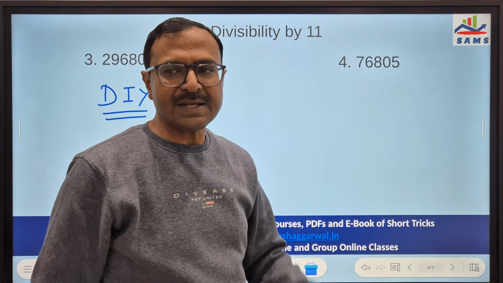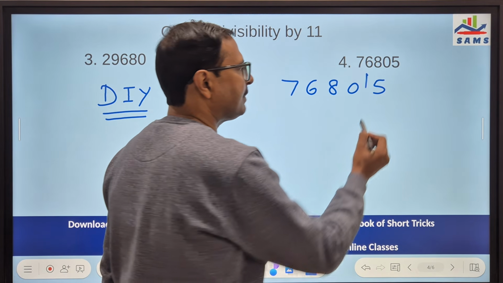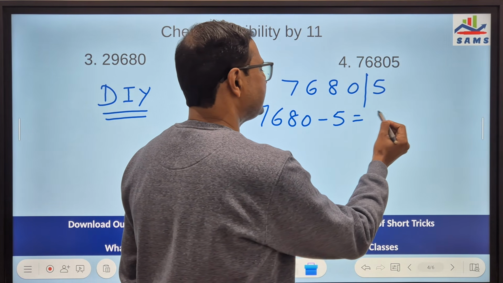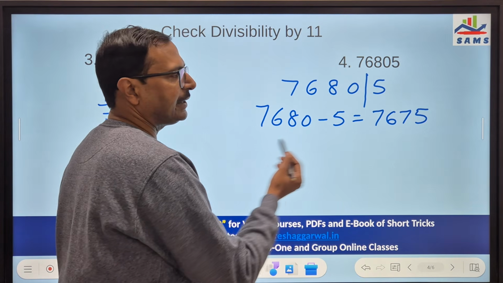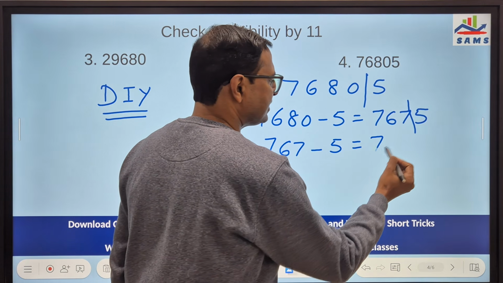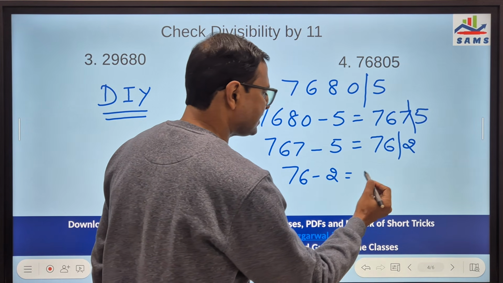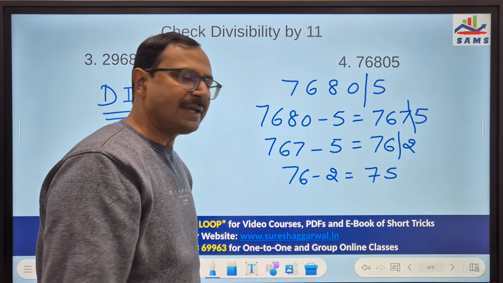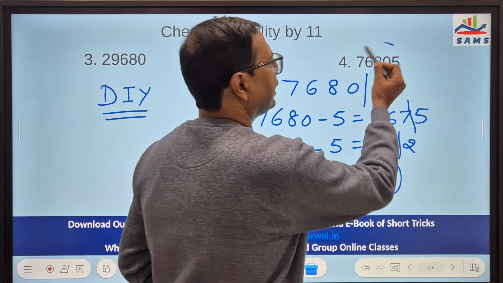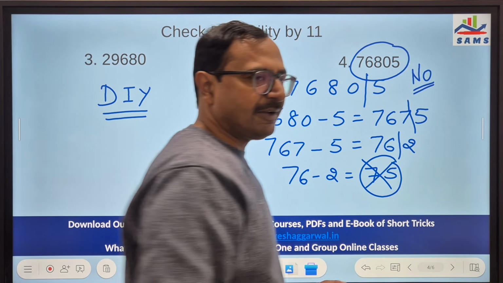I'll do this. 76805. Separate out the last digit. 7680 minus 5 gives me 7675. And then separate out the last digit again. 767 minus 5 gives me 762. Separate out the last digit. 76 minus 2 is 75. I can do it one more time, but I know that it is not a doublet, and therefore this is not going to be divisible by 11, and therefore the number 76805 is not divisible by 11.